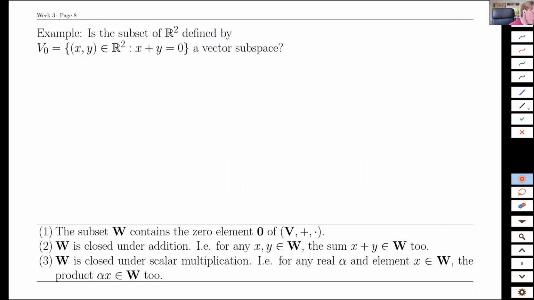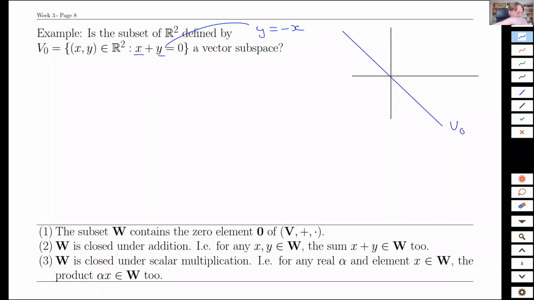So one tweak to this set is that we have x plus y equals 0. That's the same if we rewrite it as a more natural line formula: the line y equals negative x, which is the straight line going down through the origin. And so we would ask the question, one, is the 0 vector from R2 in this V0? And yes.